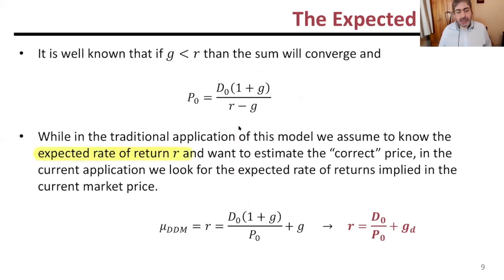Okay? So you take the formula and you solve it for R, and you get this formula here, where basically it tells you R is equal to D0 times 1 plus G, divided by P0, plus G. Now, in this type of calculations, people tend to be very approximate. So this thing sometimes gets taken away, and what you're left with is this. This says the expected return is the dividend yield today plus the growth rate of dividends.